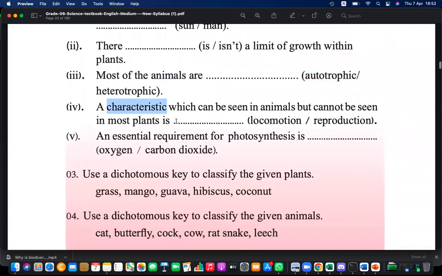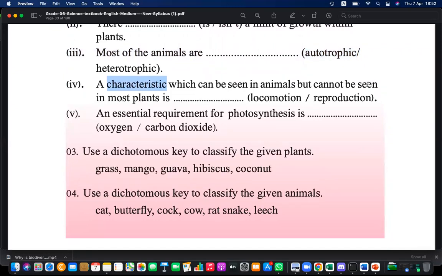So then the characteristic which can be seen in animals but cannot be seen in most plants is? Locomotion. Yes. All the living beings are reproducing, right? So it can be seen in animals and plants both, but locomotion is commonly there in animals.